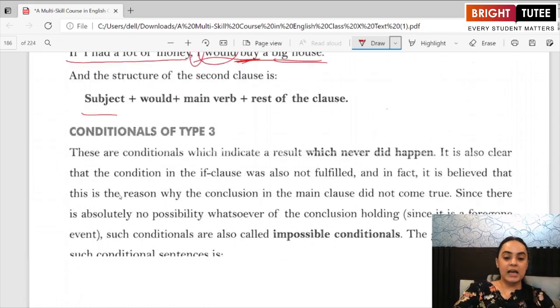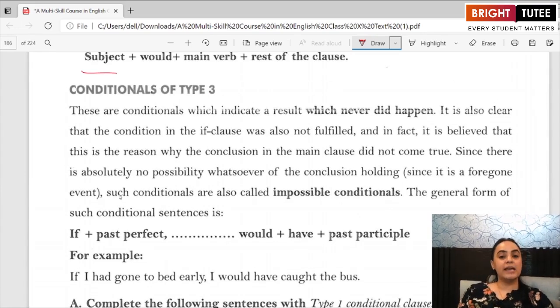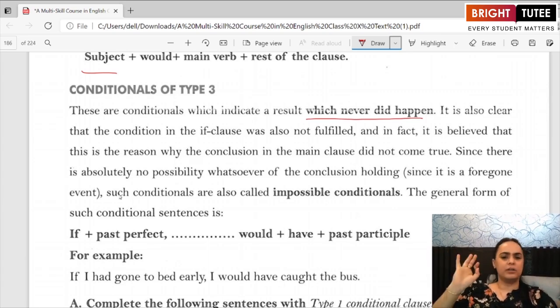The next type of conditionals that we have are conditionals of type 3. So we have zero conditionals, conditionals of type 1, type 2, and now the last one is the conditionals of type 3. What are conditionals of type 3? Those conditionals which indicate a result which never did happen. It never happened. Such are the results of these conditionals.